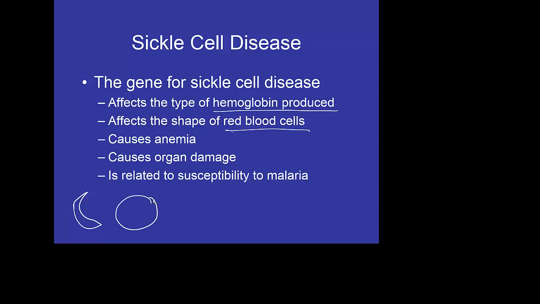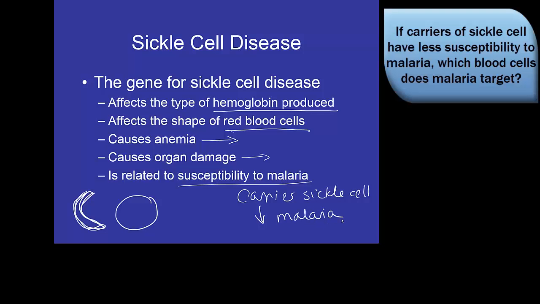So what actually affects this and what can happen because of it? Well, we look at anemia because of it. We look at damage to your organs because your red blood cells are now shaped like a sickle and they literally can cut tissues. Okay, and it's also related to your susceptibility for malaria. It turns out if you're a carrier of sickle cell, you actually have a decreased susceptibility to malaria exposure. We'll talk about this more later.